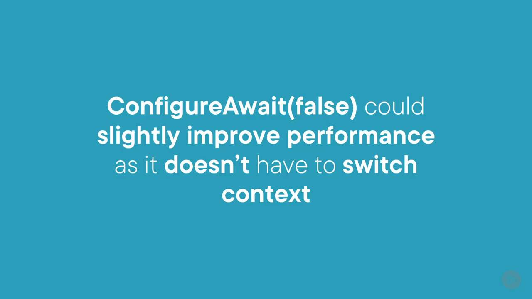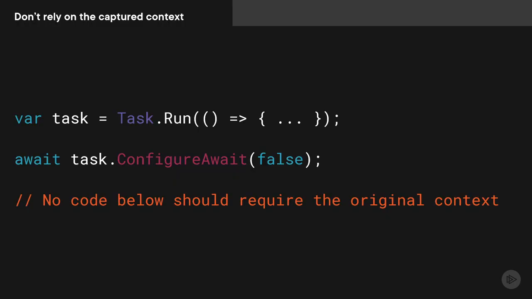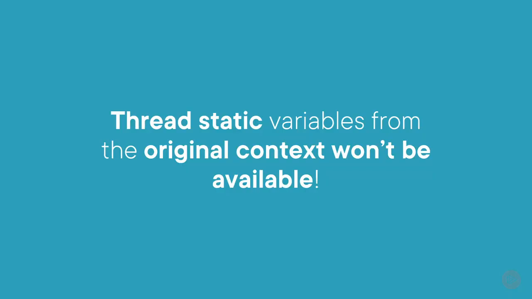This also means that in these cases, there shouldn't be anything in the code of your continuation that relies on being back on the captured context. In this case, the continuation shouldn't depend on being able to update the UI. Another important note is that thread static values from the original context won't be available in the continuation. This was a common problem in traditional ASP.NET when trying to access the HTTP context.